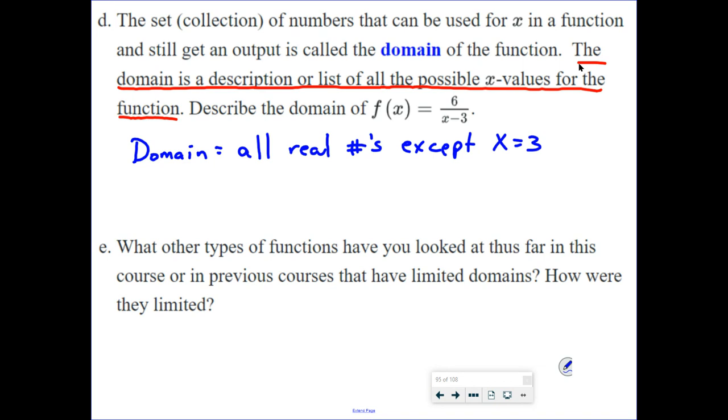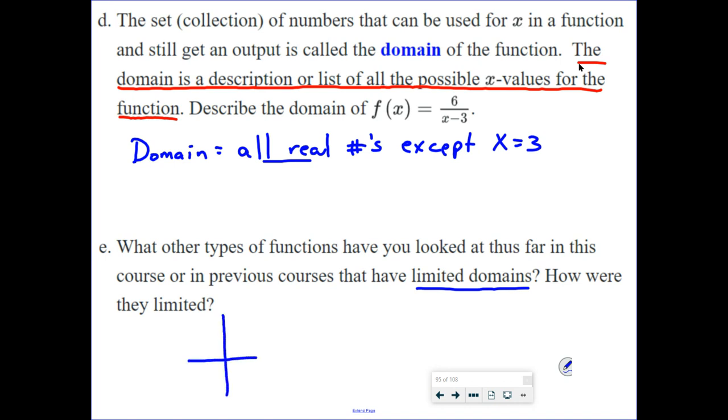And I say real numbers because, yes, there are some things that aren't called real numbers. They're called imaginary numbers. We will not get into that much, but just know, basically, all real numbers. What other types of functions have you looked at thus far, in this course or in previous courses, that have limited domains? So possible X values. Can you think of any families of functions that have limited domains? Well, how were they limited? Think of possible X values.